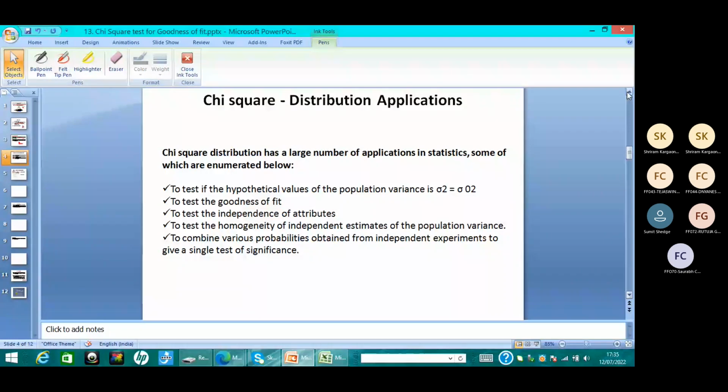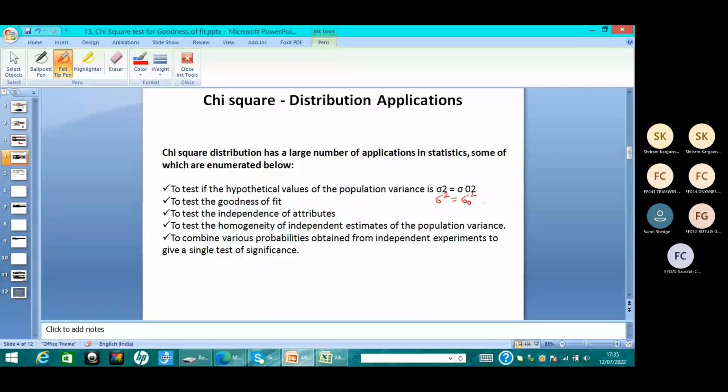Now, applications of the chi-square distribution. So what are the applications? The tests we are implementing or using are nothing but the applications. First, population variances: to test whether the hypothetical value of a population variance sigma square is equal to sigma naught square. This is not properly typed. So it is equal to a given value of variance.